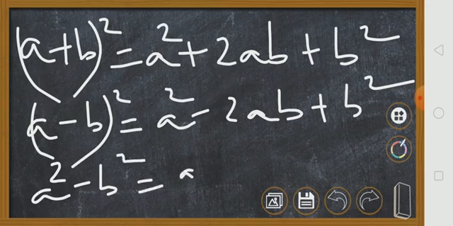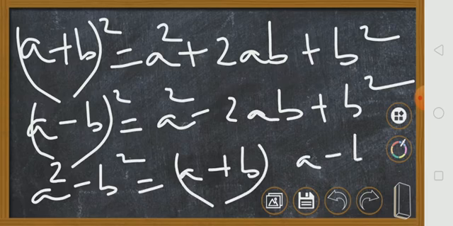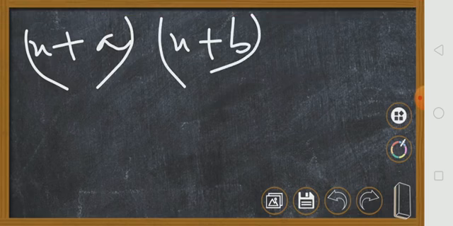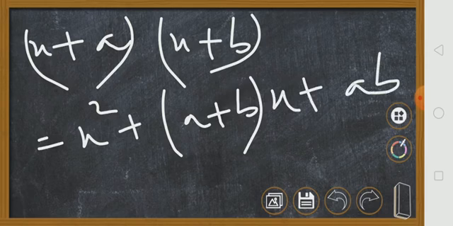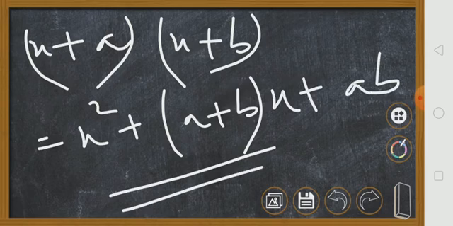Now the last one, and then one more: a square minus b square. What is the formula? A plus b into a minus b. Is it clear? And one more, x plus a into x plus b. So what formula do you have? You have x square plus open bracket a plus b into x plus ab. So these are your identities. So the third one is identities.